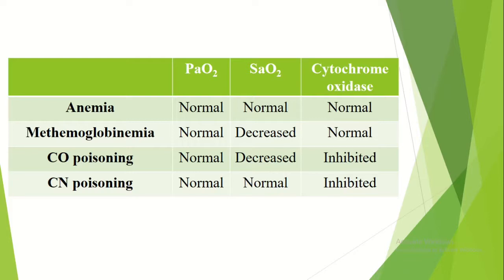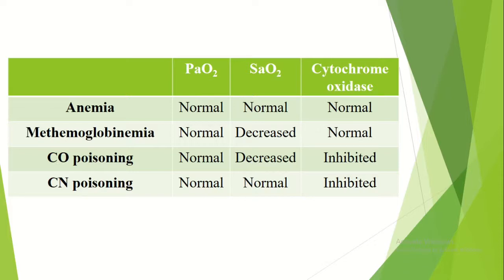In methemoglobinemia, the partial pressure of oxygen in the arterioles is normal, but the oxygen saturation is decreased because Fe3+ cannot bind oxygen, and the cytochrome oxidase is normal. In carbon monoxide poisoning, the PaO2 is normal, the oxygen saturation is decreased, and cytochrome oxidase is inhibited. In cyanide poisoning, the PaO2 is normal, and the oxygen saturation is normal, but the cytochrome oxidase is inhibited.